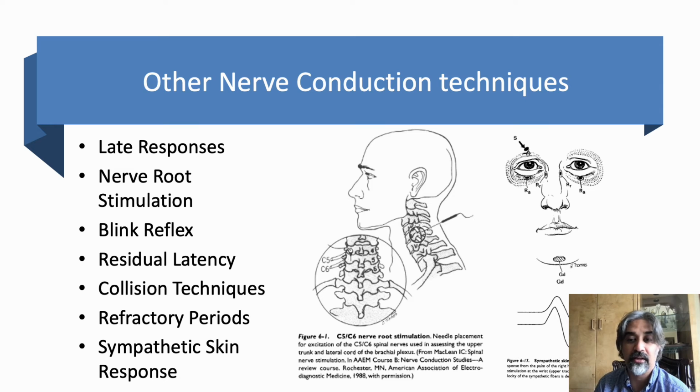I encourage you to look at the theory behind collision techniques. This is where you stimulate in the plexus while stimulating the ulnar nerve at the same time in the periphery, so that you'll only see the median nerve, or vice versa. So I think that's really cool.